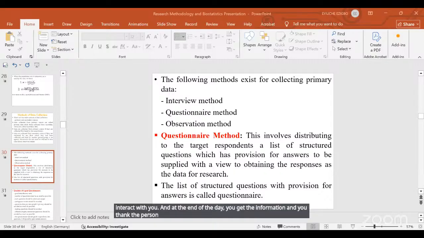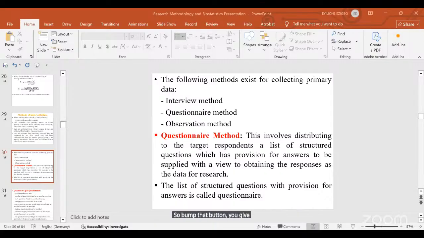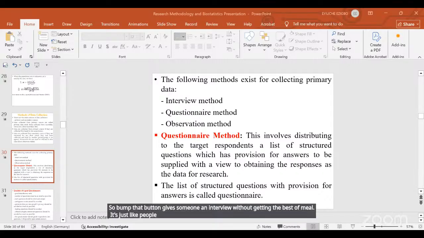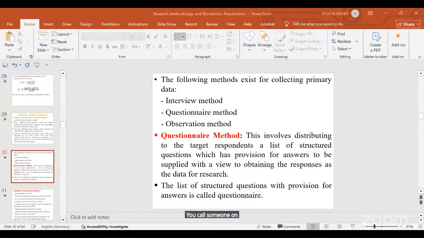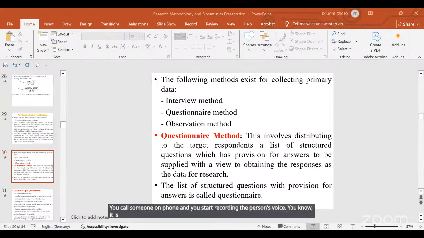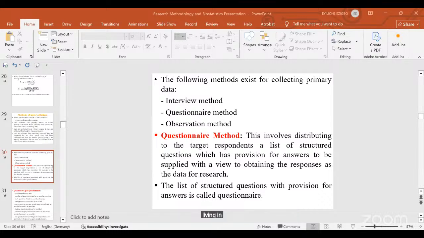So don't ever engage someone in an interview without letting the person know. It's just like, maybe you call someone on phone and you start recording the person's voice. You know it is illegal. It is just that maybe in Nigeria anything goes. But if you record my voice without letting me know, you have violated my rights. And as a result, you can be sued to court.